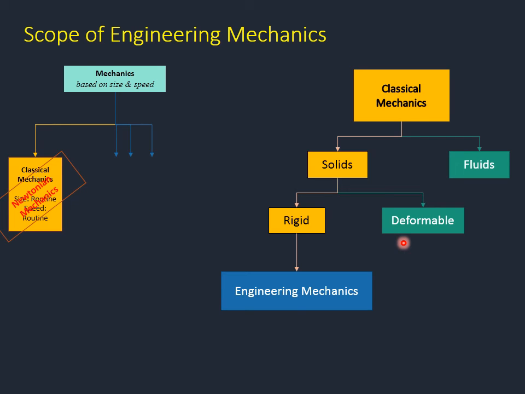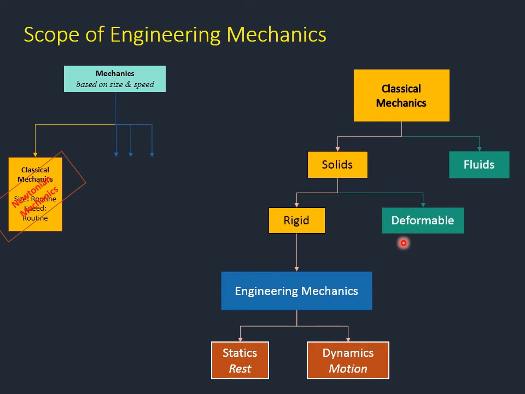Engineering mechanics is further subclassified into statics, which deals with rigid solids that are at rest, for example bridges, roof trusses, beams, etc., and dynamics, which deals with rigid solids that are in motion, for example planets, projectiles, roller coasters, cars, trains, robots, etc. Let us see how the sub classification reduces the scope of engineering mechanics.